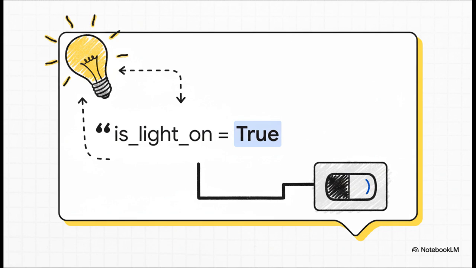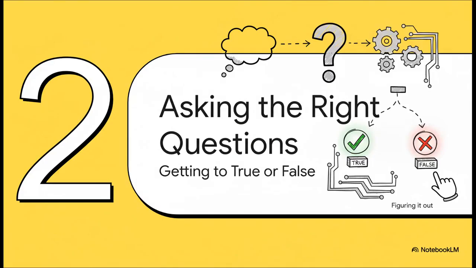We can create something called a variable. Just think of it as a labeled box for a piece of information, and we'll call it isLightOn. Then we just assign it the value true. That's it. Now the computer knows the light is on. It's really that straightforward.